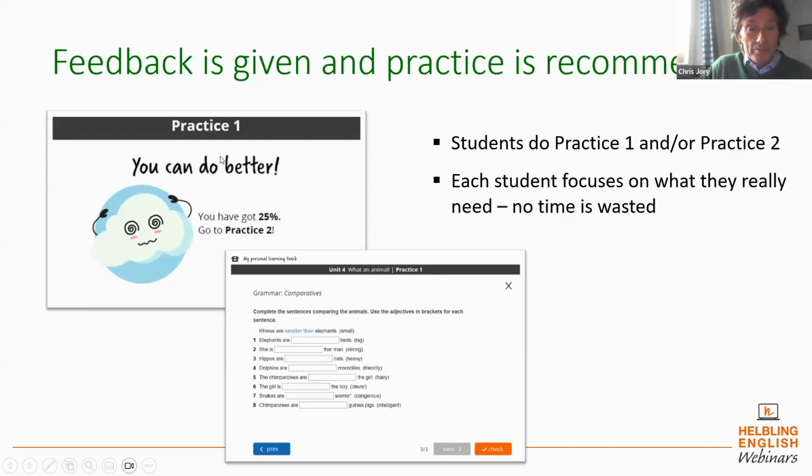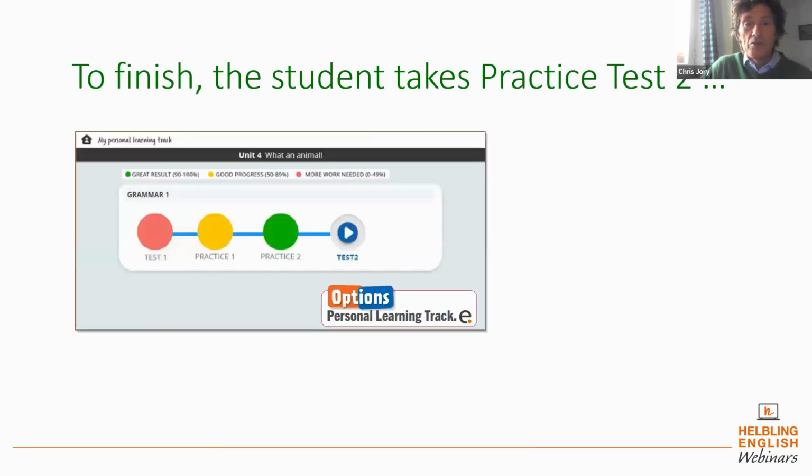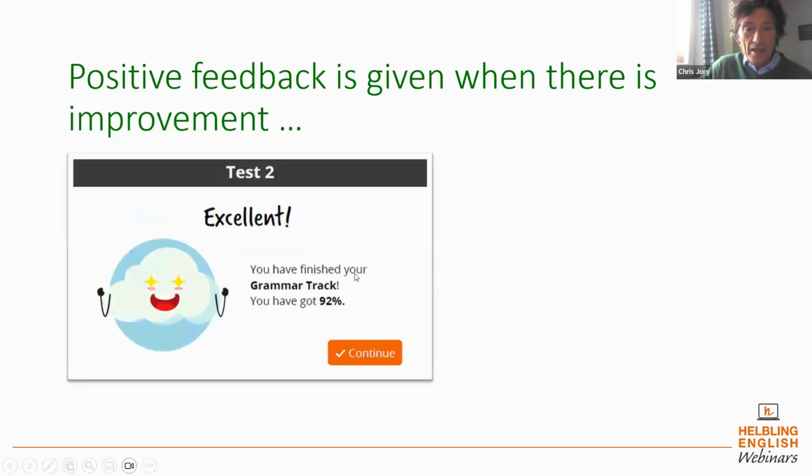So in this first graphic, after they've done the first practice stage, they've only got 25% here. You can do better, go to practice 2. They go to practice 2, they do that, and then they take the second practice test. And then here they finished their grammar track, the grammar for this particular unit. They've done well, they've got 90%, so they get positive feedback. Important for them in terms of the motivation, as I've said.